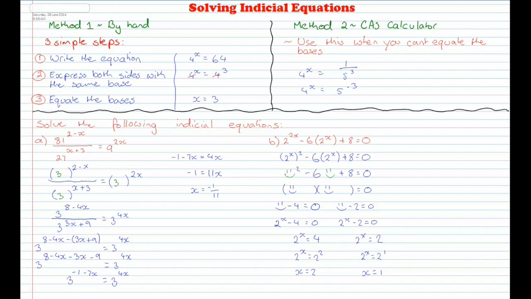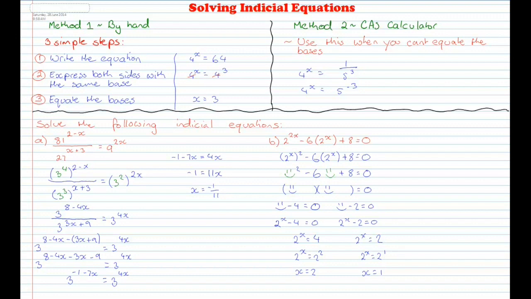So that's what I've done there. Now 3 to the power of what will get me 81? Well it's 3 to the power of 4. 3 to the power of what will get me 27? Well, it's 3 to the power of 3. And 3 to the power of what will get me 9? Well, it's 3 squared. So what I've done here is I've written all of those in the brackets and left it with the original powers.